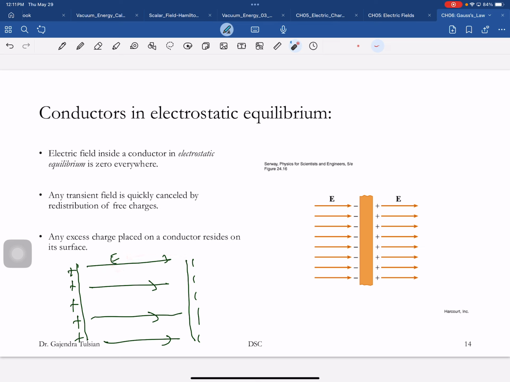Now what we're going to do is go to the store and buy a piece of metal, and put it there like that. And what you'll find is, if you put a piece of metal in, within 10 to the minus 15 seconds or something like that, the field inside goes to 0. So inside a metal, the field is 0 in static equilibrium.